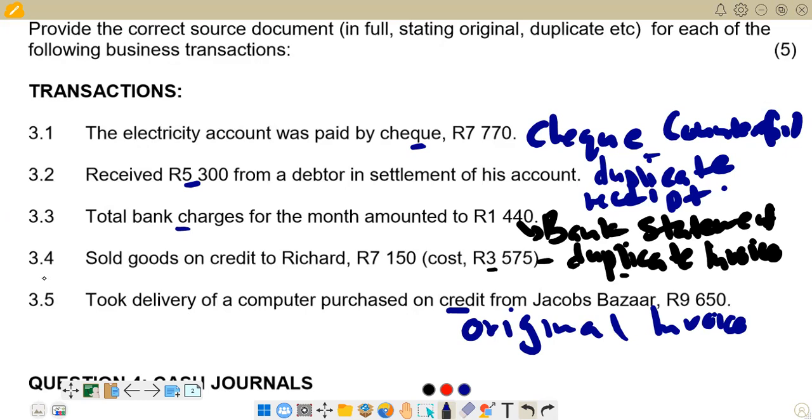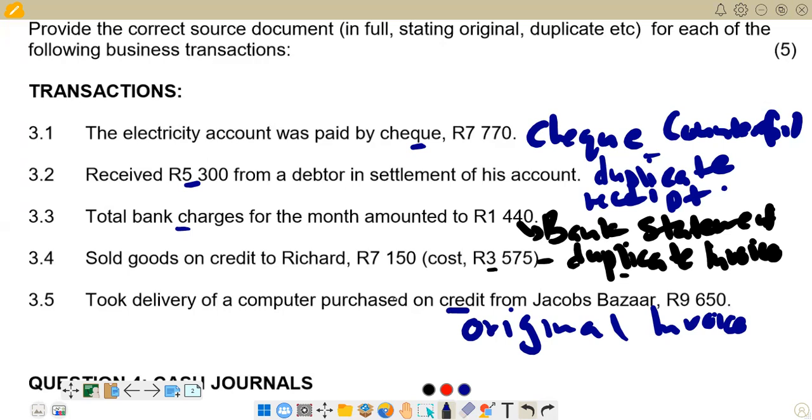So for example, we go to our 3.4, sold goods on credit to Richard. Richard is the one who is selling the goods, so the one who is selling the goods will remain with a duplicate invoice, or the one who is writing the receipt. On 3.2, we've got a duplicate receipt, received 5,300 from a data. So when you receive, you write the receipt, and the one who is writing will remain with a duplicate. And the one who is paying will go with an original document. So this is the difference that we can give between a duplicate and an original.